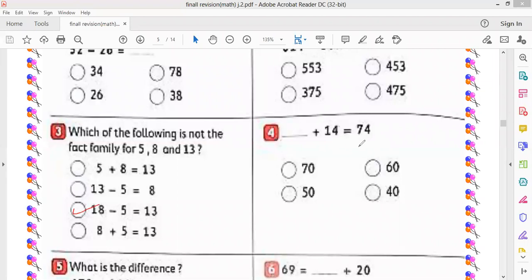What plus 14 equals 74? To find the missing number here, we subtract 74 minus 14. 4 minus 4, 0. And 7 minus 1, 6. 60.